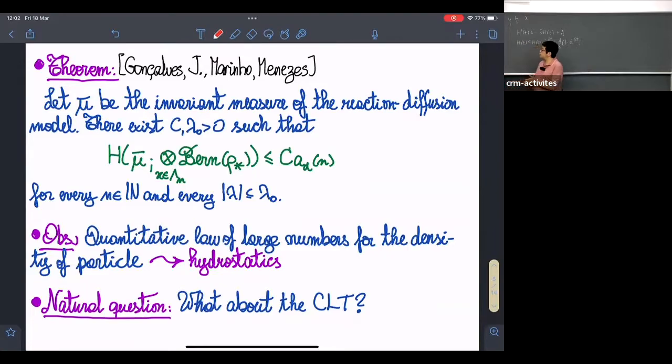So here we have some information, and we can say that the relative entropy of the non-equilibrium stationary state of this reaction diffusion model is bounded by a constant times A_d(n), where, just to remind you, A_d(n) equals 1 for d equals 1, log n for d equals 2, and n to the d minus 2 for d bigger than or equal to 3. So in particular, this implies a quantitative law of large numbers for the density of the non-equilibrium stationary state. So we have a restriction on lambda.